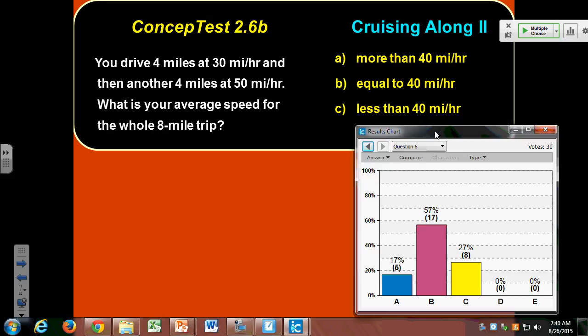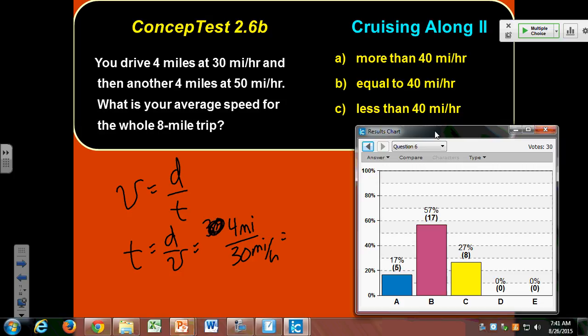It just takes longer to travel a distance if you're going more slowly. So it's going to take you longer to travel 4 miles at 30 miles an hour than it is to travel 4 miles at 50 miles an hour. If you don't believe me, you can calculate it. It's pretty simple, right? v is d over t, so I can say t is d over v. At 30 miles an hour, that's 4 divided by 30 miles per hour.